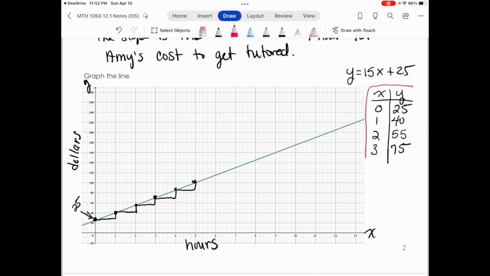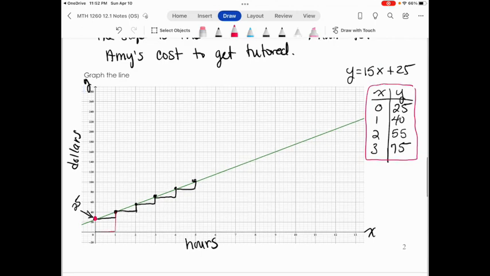So once I have some points, I can plot my x, y points and then connect them with a line. If I plot 0, 25, that's this point right here. Then I plot the point 1, so I come over 1 and go up to 40 for y. That's this point here. Then I'm going to plot the point 2, 55, so I come over to x is 2 and go up to 55. And then for x is 3, I come over to 3 and go up to 75. Then you can connect all of those points and you get your line.